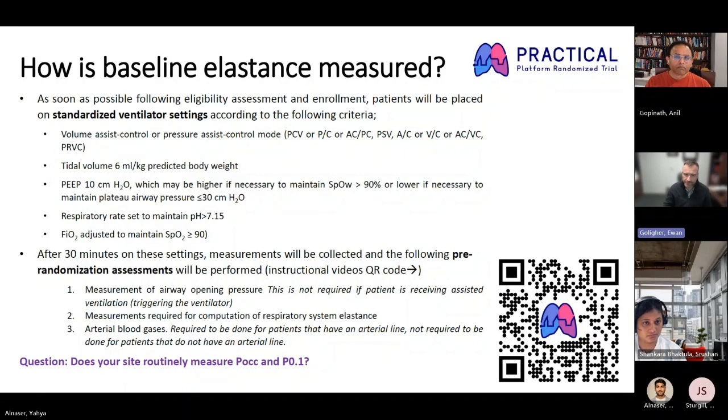Basically, in this trial, elastance functions like a predictive biomarker of benefit or harm from the treatment effect, much like, say, the subphenotypes in ARDS that people talk about. So it's really important to get the measurement right.